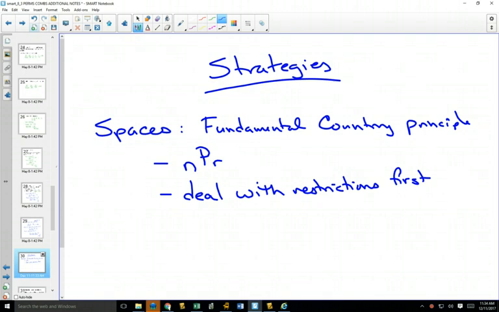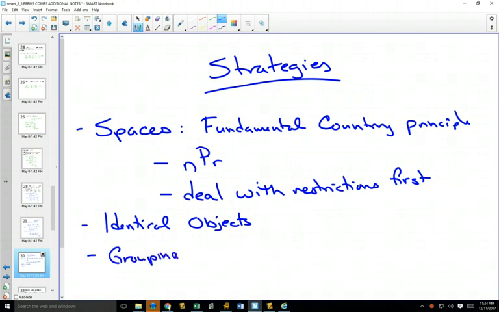So we started off with the fundamental counting principle. We added restrictions to the fundamental counting principle. Another strategy that we came across was identical objects. These are our Mississippi questions, or the route questions where you're going north a certain number of times and east a certain number of times. So when you recognize that a question has identical objects, you're going to use the Mississippi strategy. After identical objects, we are introduced today to the grouping strategy.